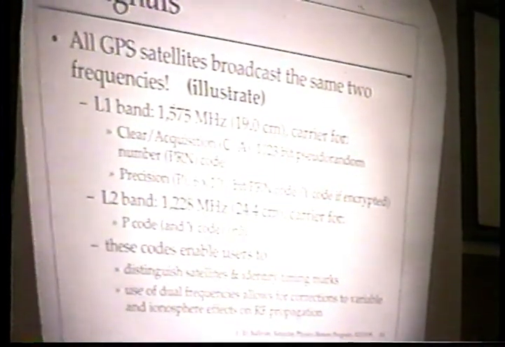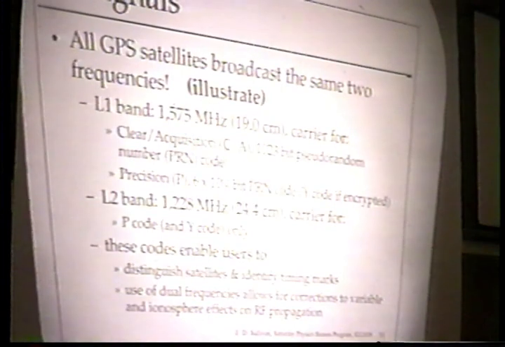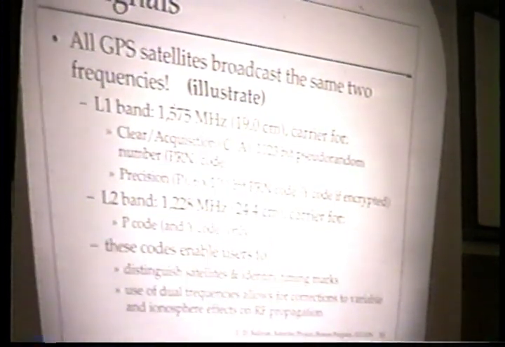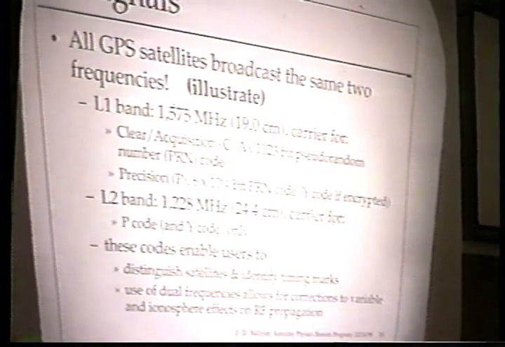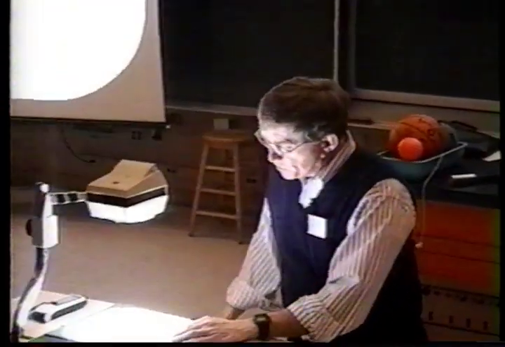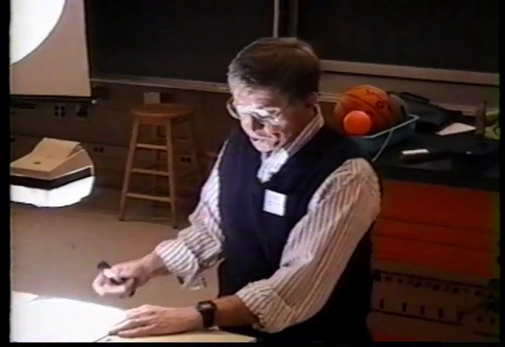These codes enable the users to distinguish the satellites, to tell them apart from one another, and to find the timing marks, the clicks of the clock, so to speak. The use of these two frequencies allows much greater corrections for the variable ionospheric effects. There is weather in the ionosphere, so you can't measure it once and then correct for it for all time. And so the two frequencies are used to remove the ionospheric propagation effects due to variations which are not predictable. So that's why there's two. Okay.